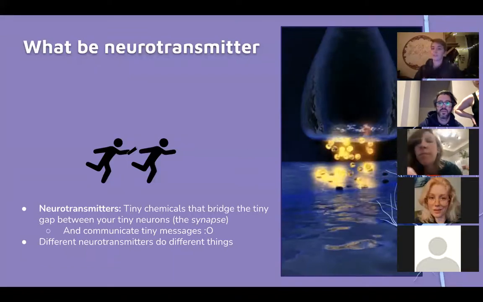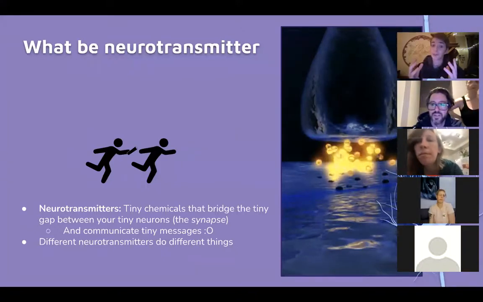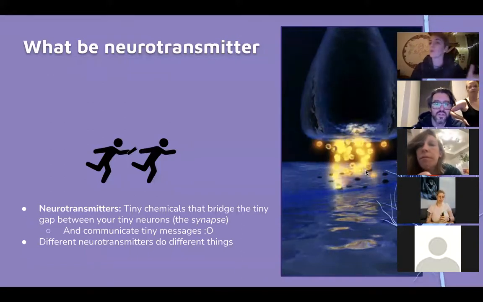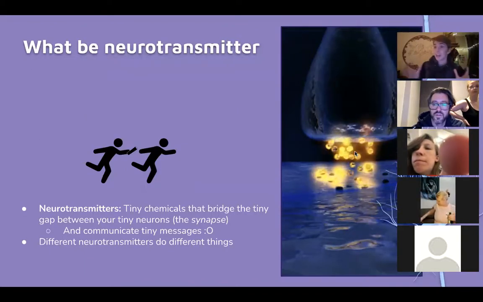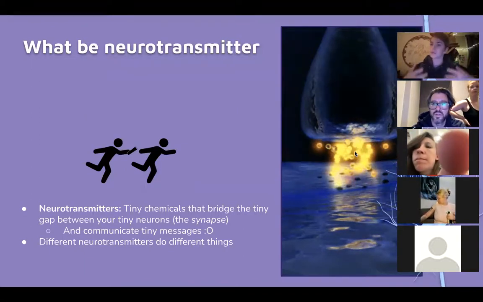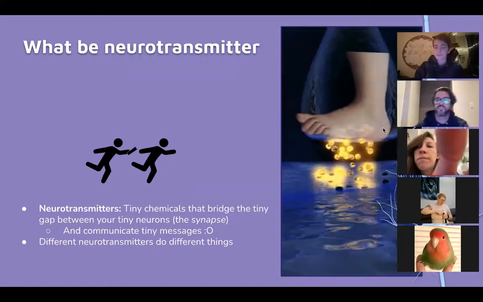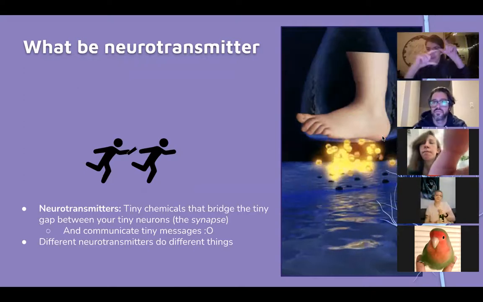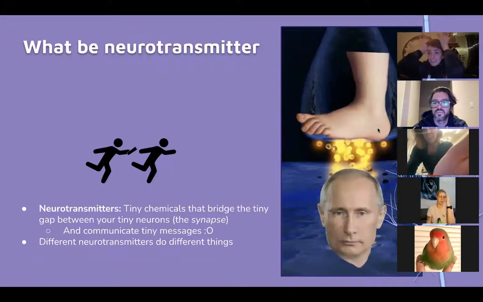So neurotransmitters are these tiny little chemicals that bridge the gap between your tiny little neurons. And these are them right there. These golden orbs are your neurotransmitters. Now, there are lots of different kinds of neurotransmitters, and they do different stuff. The reason that they exist is that, let's say that this is the foot of the neuron that's stacked on top. We got two neurons stacked on top of each other. That's the foot. And there's Putin with his little hands sticking up.